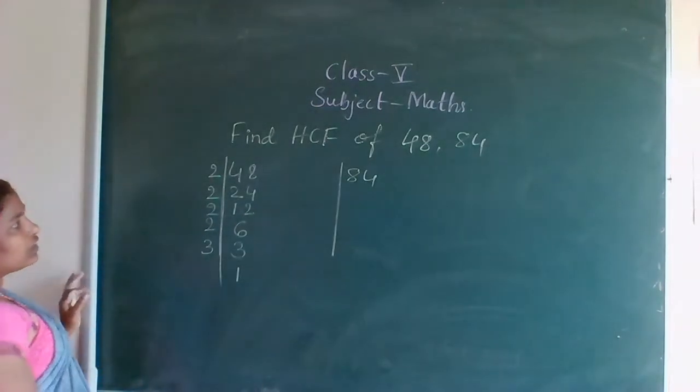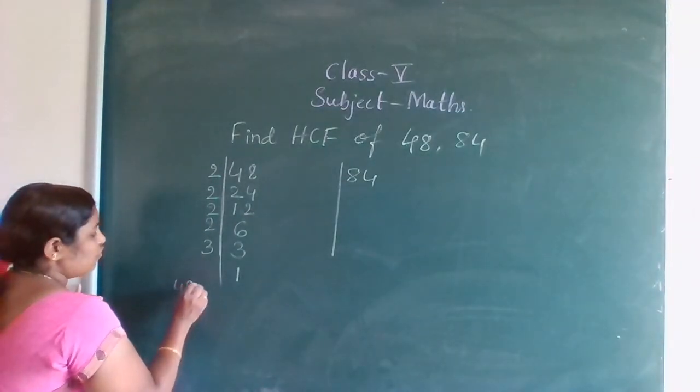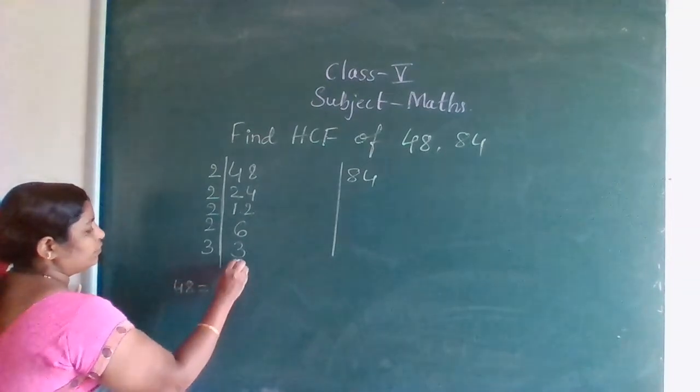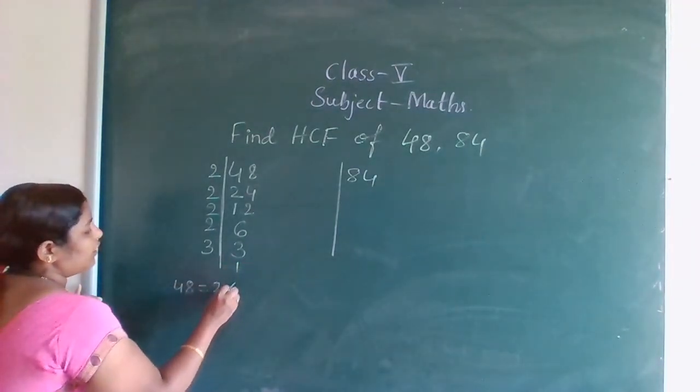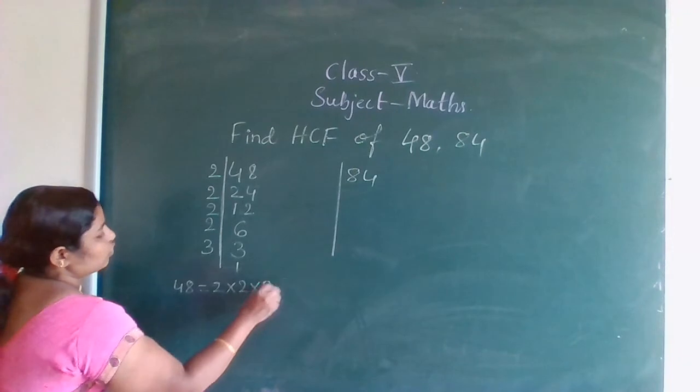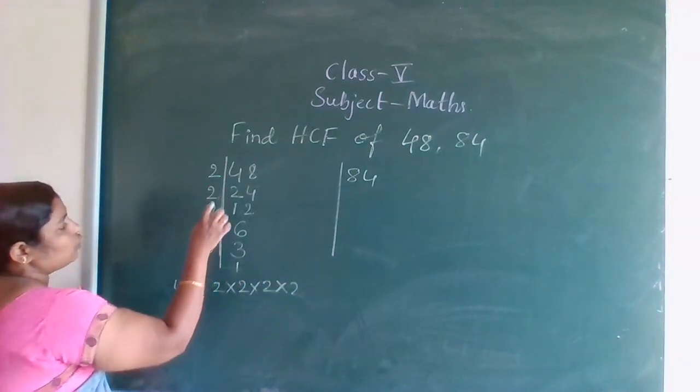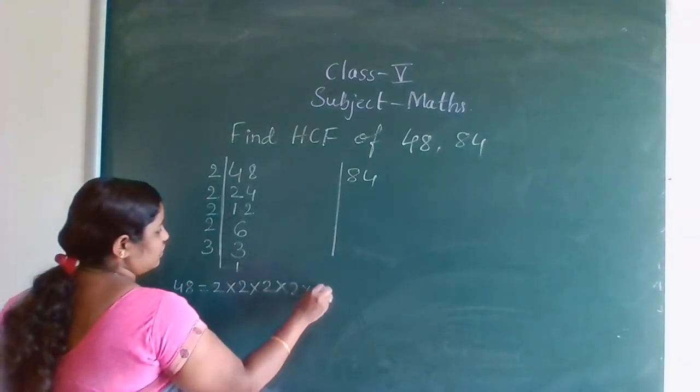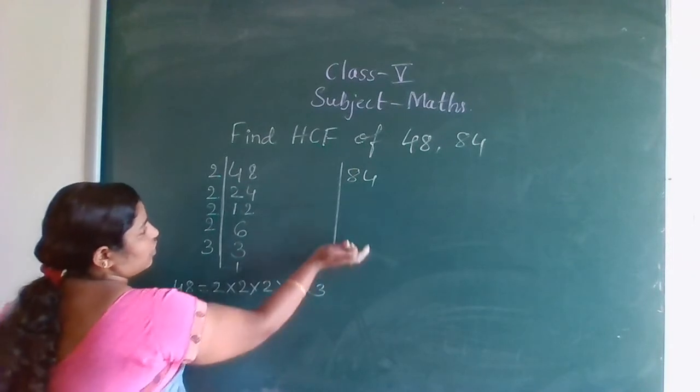So what are the factors of 48? 48 is equal to 2 into 2 into 2 into 2 into 3. That is four 2s and one 3. Okay.